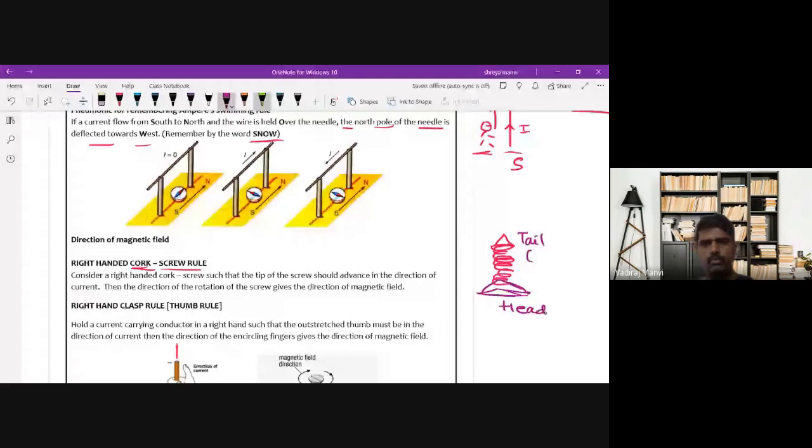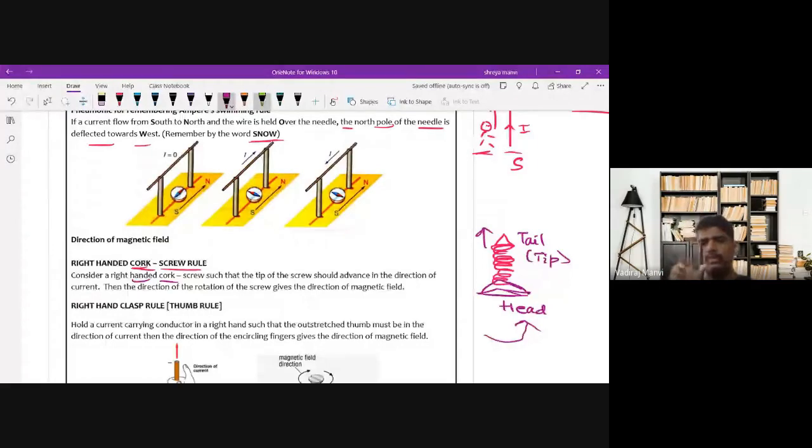So according to him, consider a right-handed cork screw. Means you have to hold it in the right hand, not the left hand. This is very important. And if you rotate this, for example, if I rotate the head in anti-clockwise like this, observe the tip is going to advance in the forward direction. Imagine as if you got a screw and you rotate it in anti-clockwise. When you rotate in anti-clockwise, the tip of this will go in the upward direction.